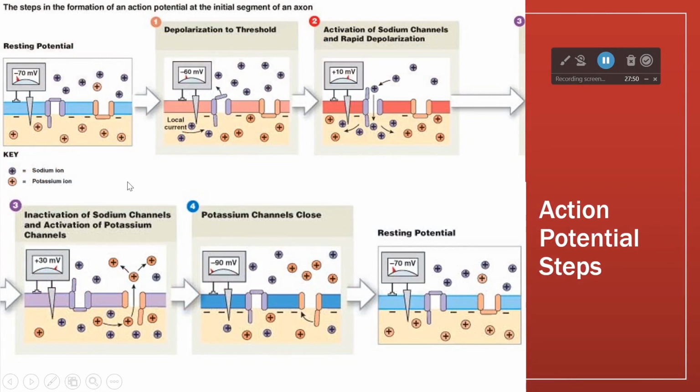Okay, so let's do it in steps. So here we are at a resting membrane potential. That's what we've been talking about for the last couple of days, okay? Now we get a depolarization. Why? Probably a ligand-gated sodium channel, okay? So when the membrane potential changes from minus 70 to minus 60, that's a depolarization. That causes the sodium activation gate to open. Sodium comes rushing in.